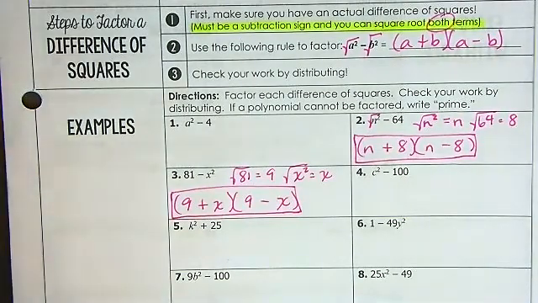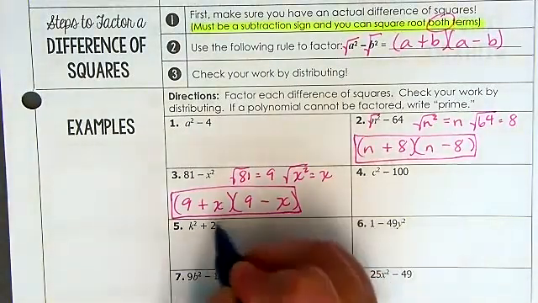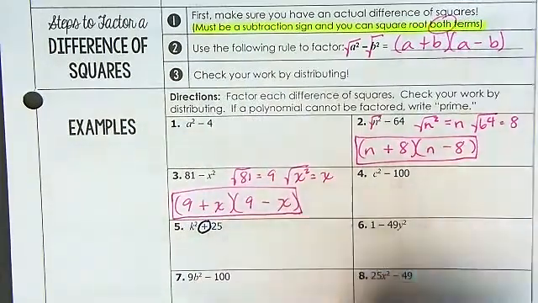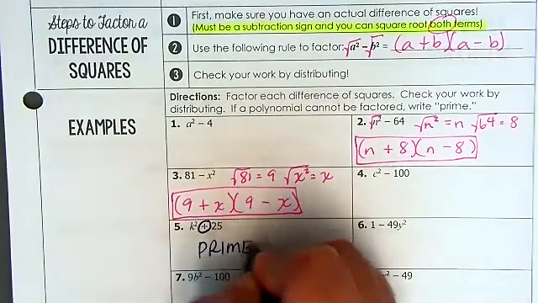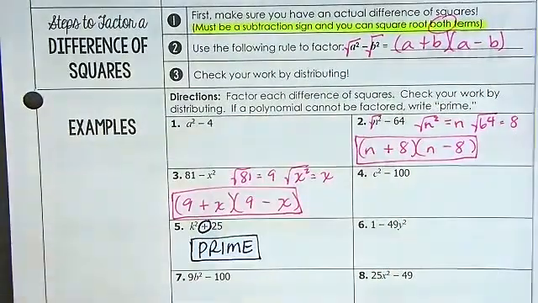Jumping down to number 5. What's wrong with this one? If I look at it, this one's not subtraction. This one is addition. I cannot factor this one. This is considered to be prime. Yes, they're perfect squares, but it is not subtraction. All the rest have been subtraction.